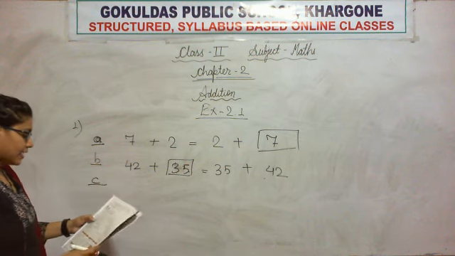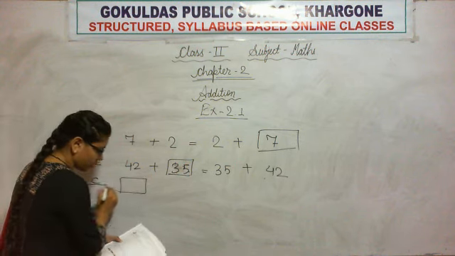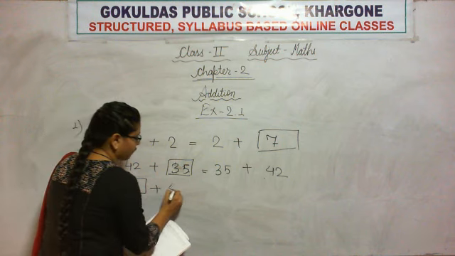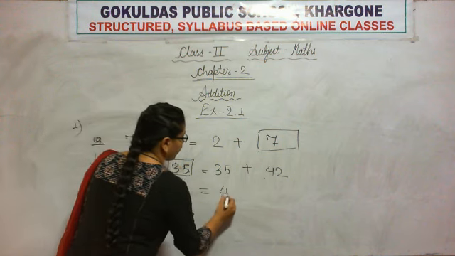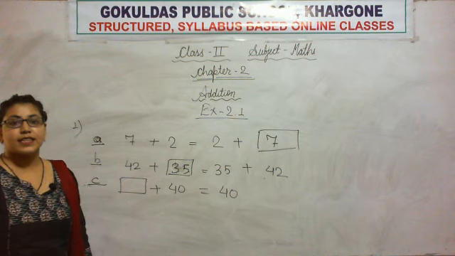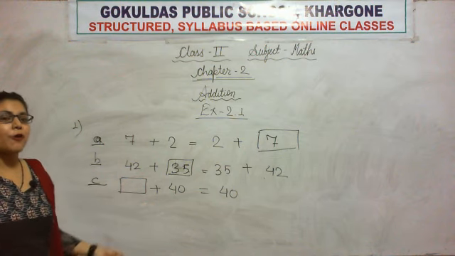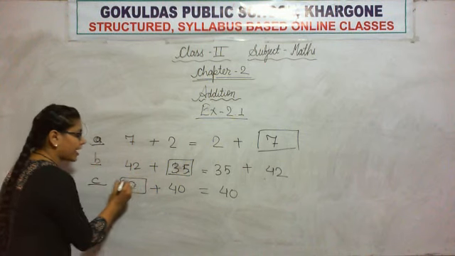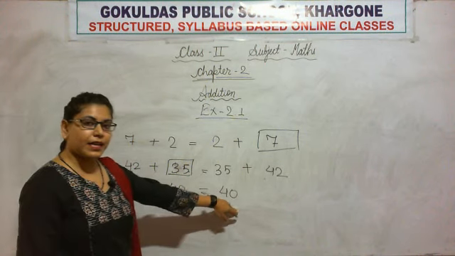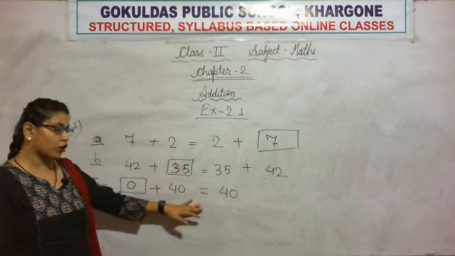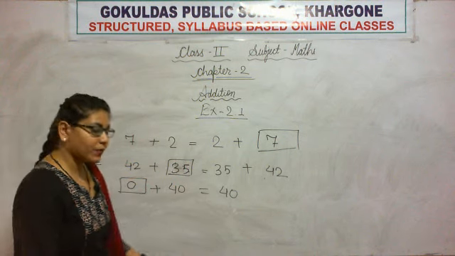Now part C. Box plus 40 is equals to 40. Now which property is this? Which property will apply here? Very good. Zero property. If 0 is added to any number, the answer will be the number itself. If we add 0 to 40, the answer will be 40.